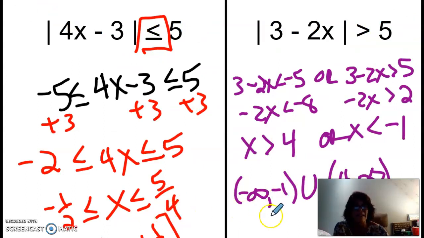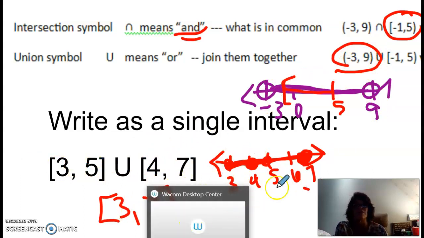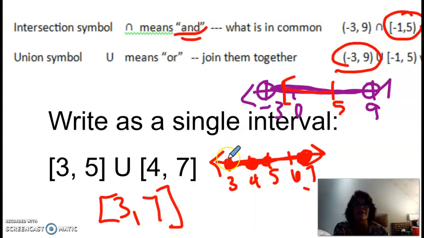I can't be less than negative 1. There's nothing in common with less than negative 1 and then bigger than 4. Okay, but that's not always the case. And sometimes we'll get an answer and it's kind of redundant. There's no need to write both these sets. What these two have in common is negative 1 to 5. There's no sense in writing these. If I join them together, I get negative 3 to 9. Here, instead of writing these two sets, I could have just said, hey, it's from 3 to 7. Okay, so just be careful when you're writing your interval notation and make sure that you're not doubling up on answers.